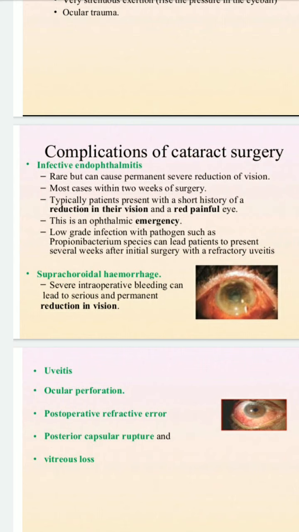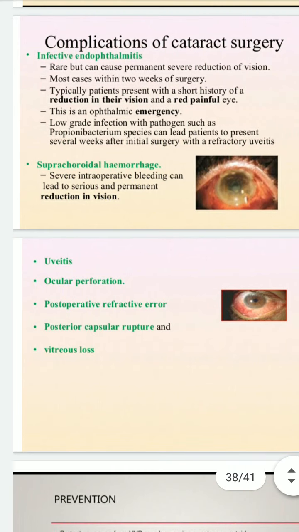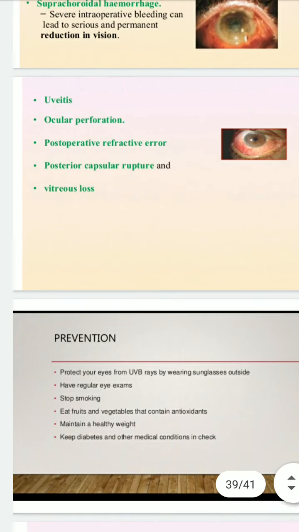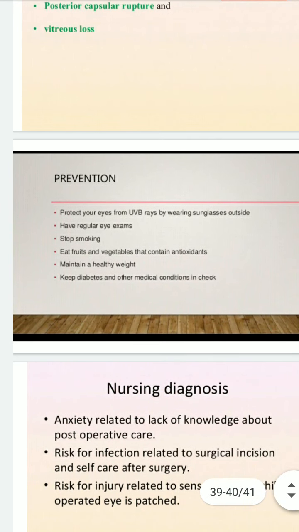And other complications are uveitis, ocular perforation, postoperative refractive errors, posterior capsular rupture, etc. These are the main complications of cataract surgery. And the preventive measures are to protect the eyes from UVB rays by wearing sunglasses and have a regular eye examination. Then stop smoking, eat fruits and vegetables that contain antioxidants, maintain a healthy weight and keep diabetes and other medical conditions in check.